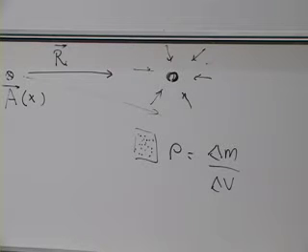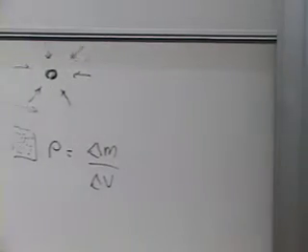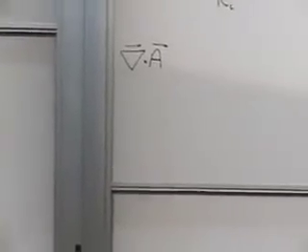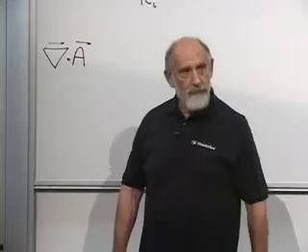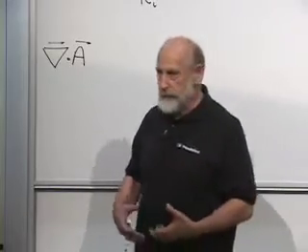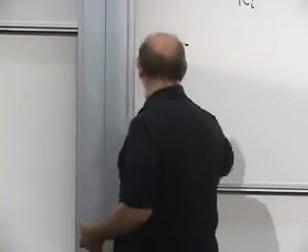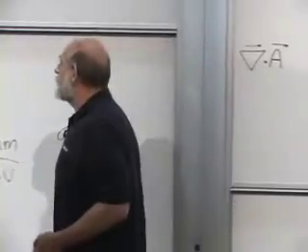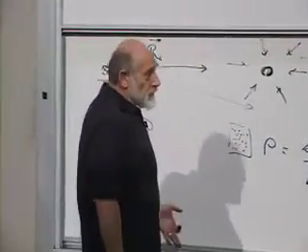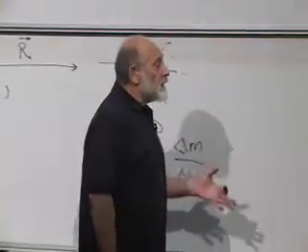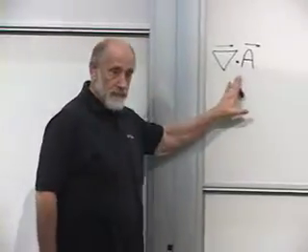Here, there's no mass per unit volume. Here, there's mass per unit volume. So the mass per unit volume is itself a field. It's the density field. Right? On the left-hand side here, we have the divergence of A. A is a vector field, but its divergence is a scalar.